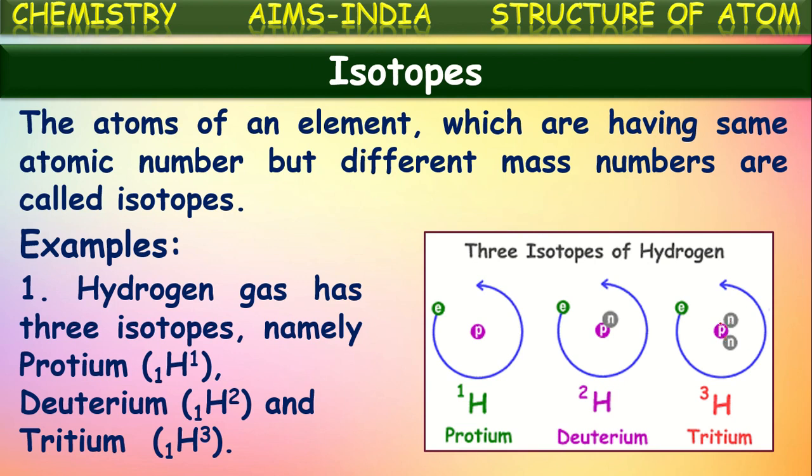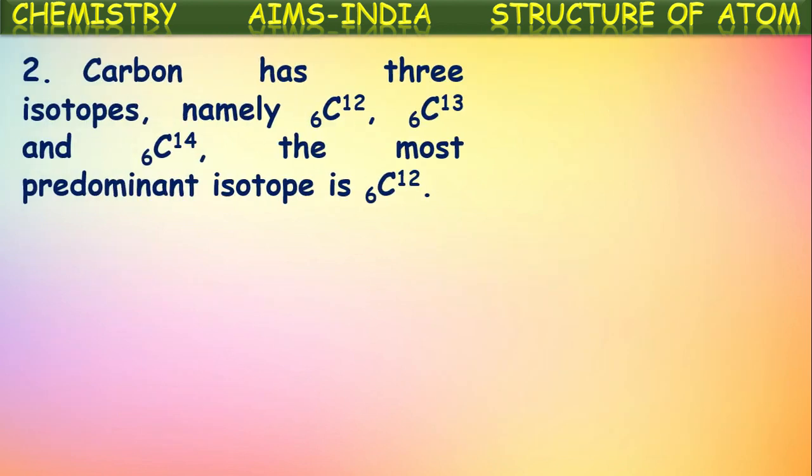So what do we observe here? These three have the same atomic number but different mass numbers. In this way, the atoms of an element which have the same atomic number but different mass numbers are called isotopes. Let us see some more examples.